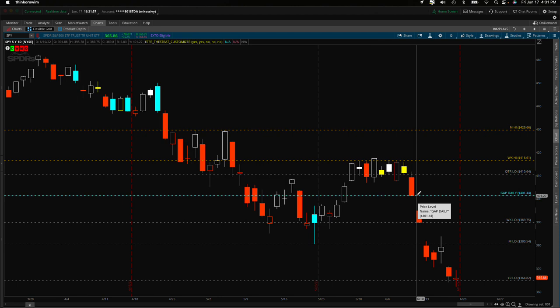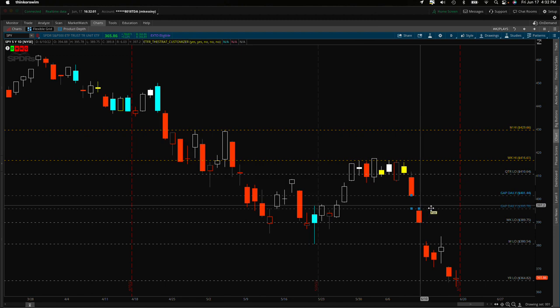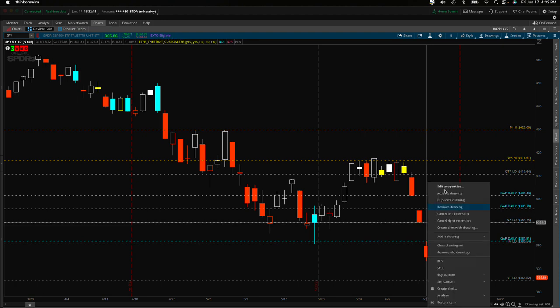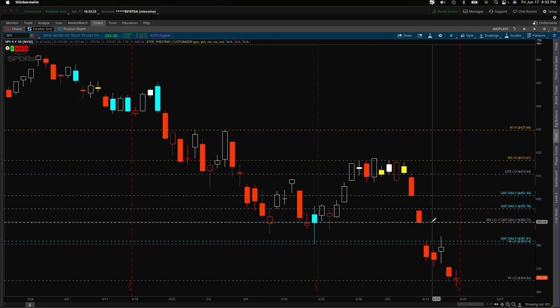Then this is a way to save time. You just right click and click on duplicate, and now we have the daily gap between these two. I'm going to click on duplicate again, and for the week low, I'll just right click on this and then throw in 2 slashes and say gap daily. So now we know that this time frame represents the weekly low and the beginning of a gap on the daily time frame.